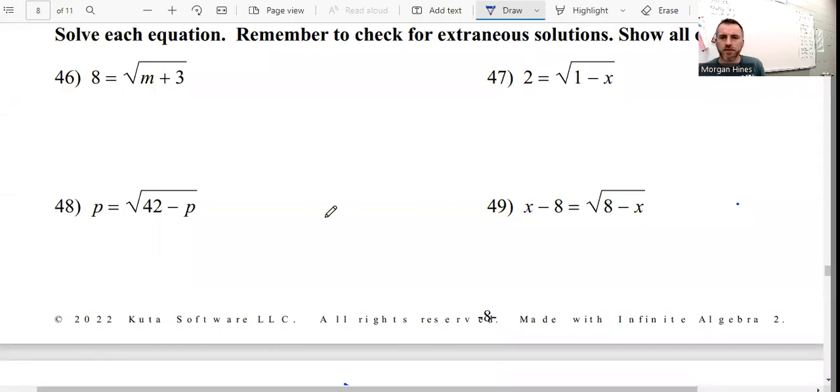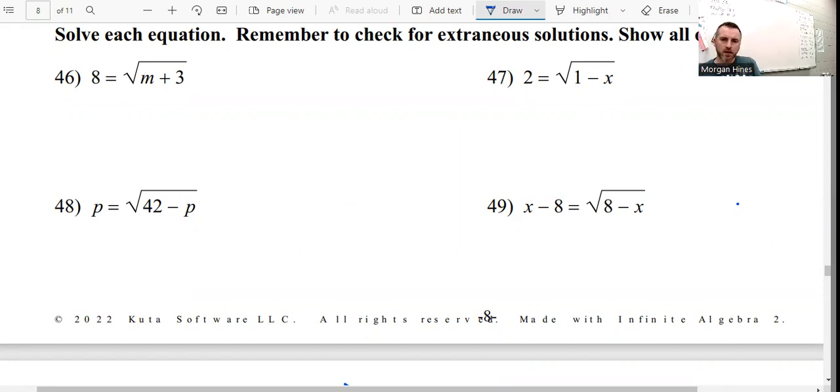Okay, let's solve some radical equations or some square root equations. You are solving these just like you solve every equation. You're using inverse operations. You're trying to isolate that variable and get it all by itself.